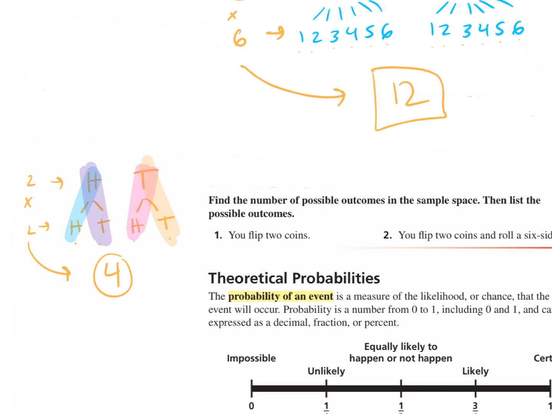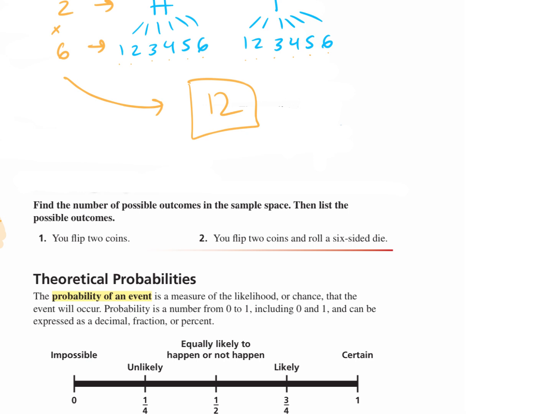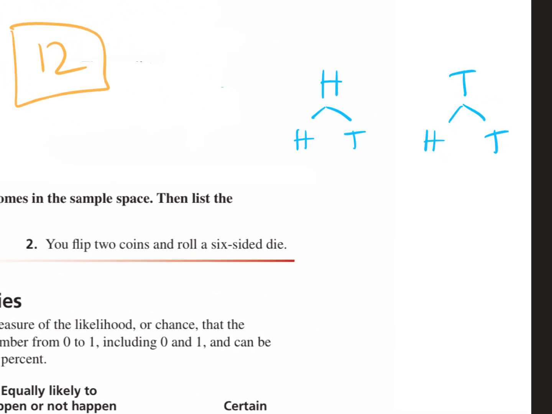Let's do it again with number 2. So you flip 2 coins and roll a 6-sided die. So what are my possible outcomes when I flip a coin? Heads or tails. But then I flip another coin. So let's say I flipped heads the first time. What are my possible outcomes then? Heads or tails. But I could have flipped tails the first time. So what are my possible outcomes? Heads or tails. And then I roll a 6-sided die.